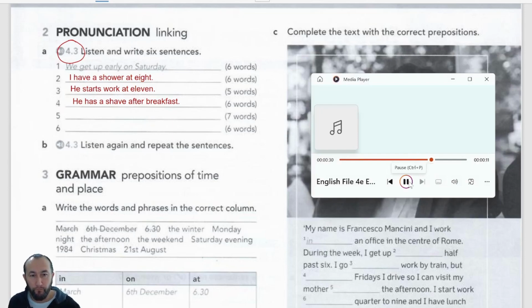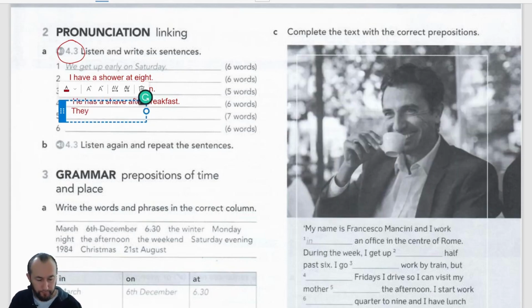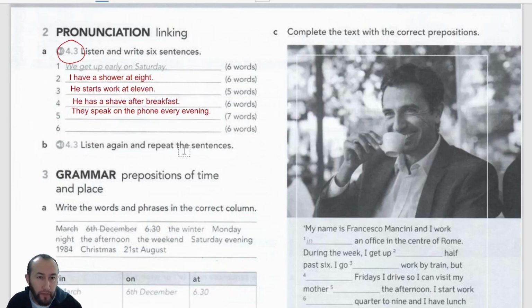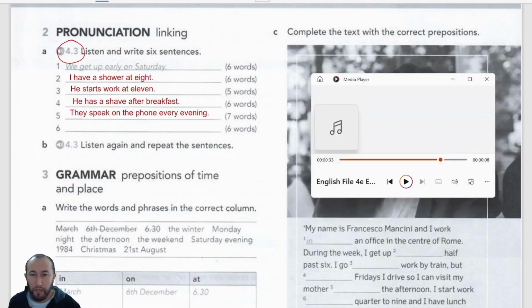5. They speak on the phone every evening. Okay, one more time. They speak on the phone every evening. All right, guys. So they speak on the phone every evening. 7 words. They speak on the phone every evening, guys. Number 6. So now we're going to listen to number 6, the last one.